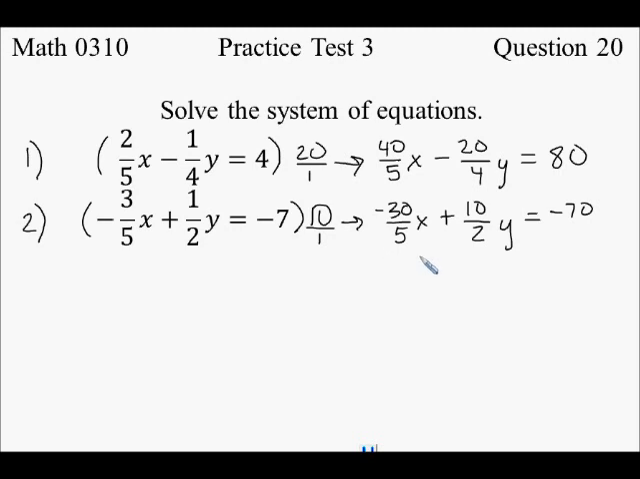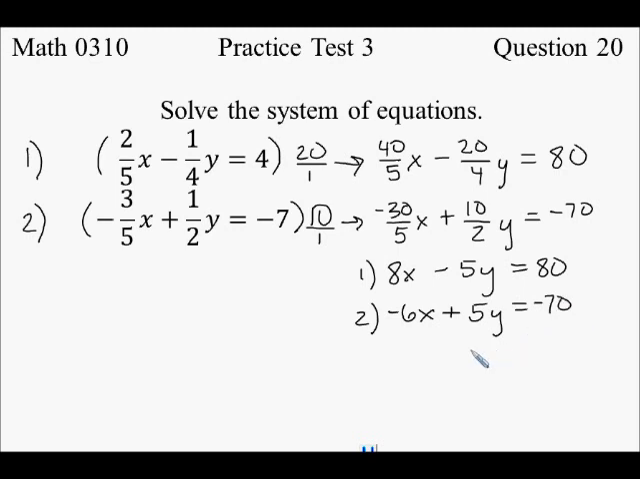And so now we can rewrite our equations. We can see that all of our fractions are going to simplify into whole numbers. So our first equation becomes 40 divided by 5 is 8x, minus 20 divided by 4 is 5y, and that equals 80. And our second equation, equation number 2, we have negative 30 divided by 5, that becomes negative 6x, plus 10 divided by 2, which is 5y, equals negative 70.